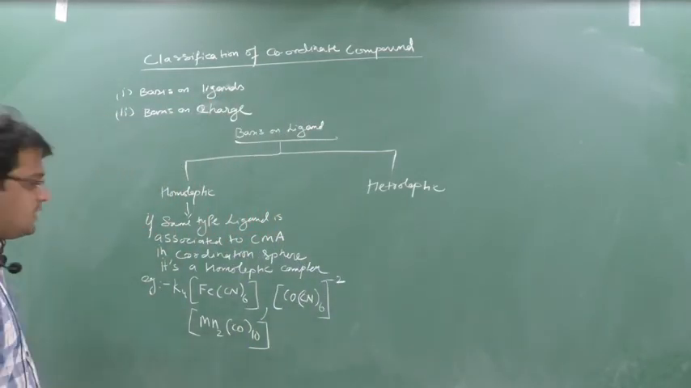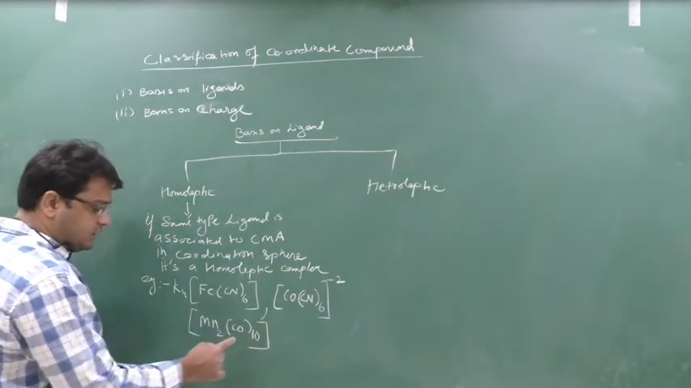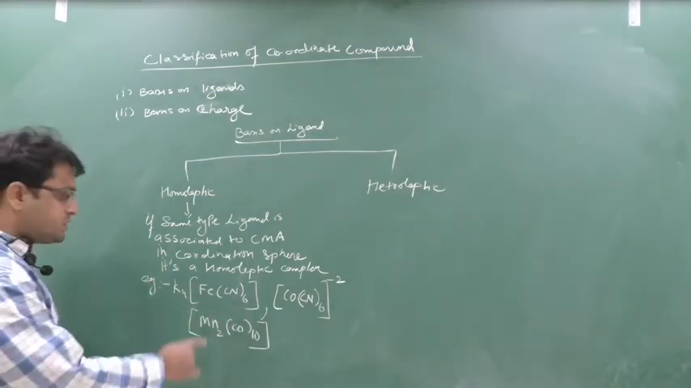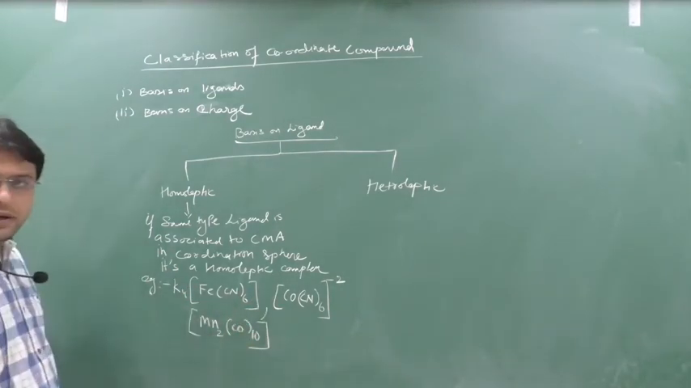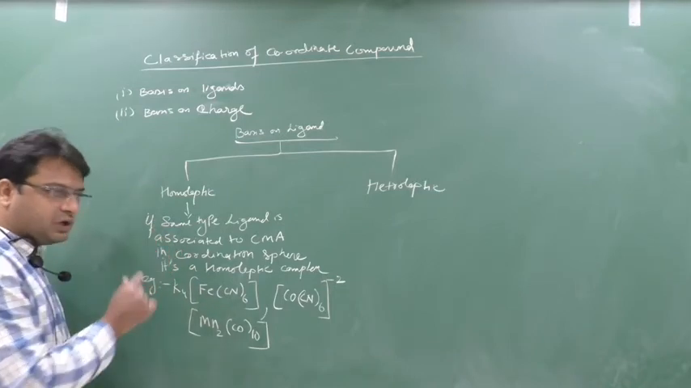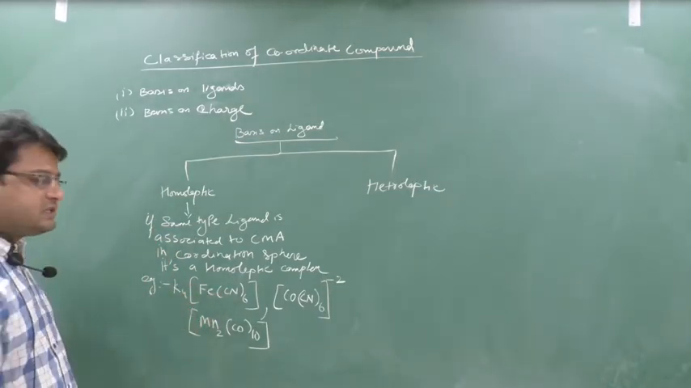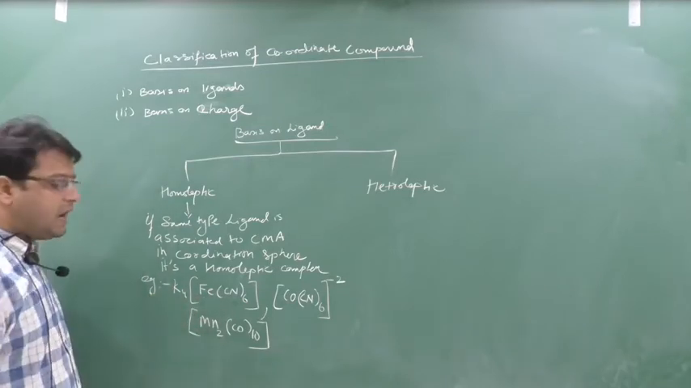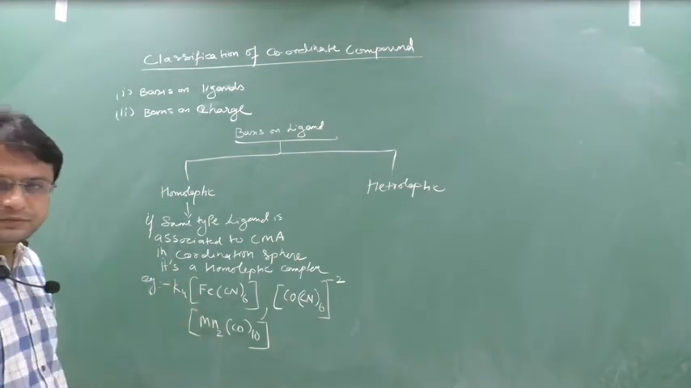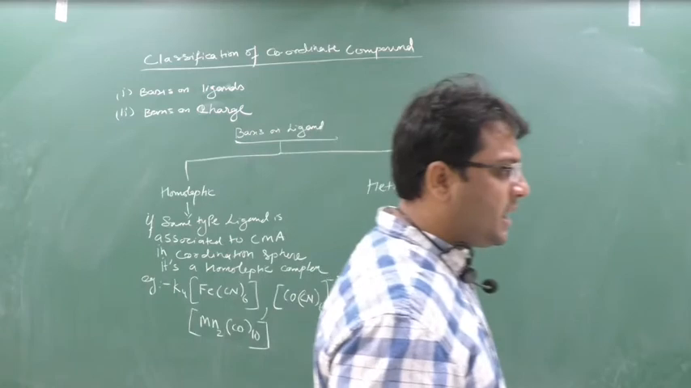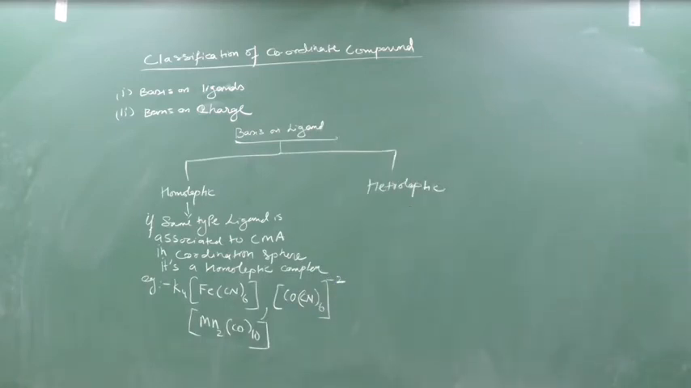So you can see here in this coordination sphere, if you observe, you will see that the ligands associated to the central metal atom are of the same type. See here. First, there are 6 cyanide, meaning there is only cyanide. There is no other ligand. Second also there is cyanide, no other ligand. And third is cobalt carbonyl, there is no other ligand.